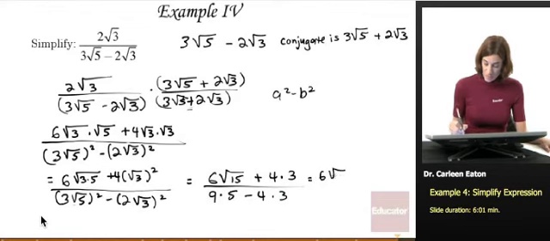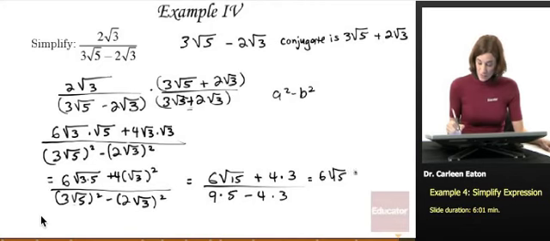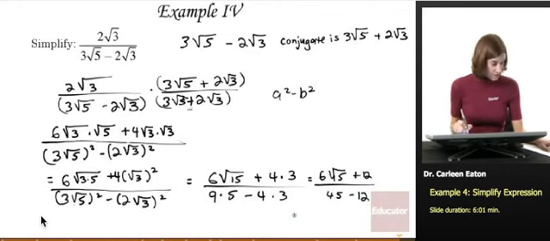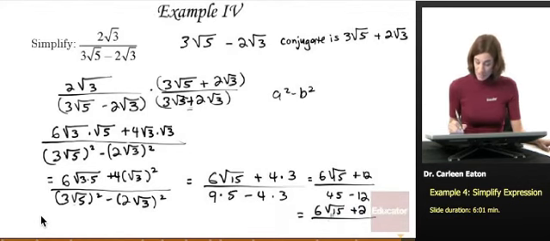Continuing to simplify, now we've done the hard part. This is 3 radical 15 plus 12 divided by 45 minus 12. Almost there. 6 radical 15 plus 12 divided by 45 minus 12, which gives you 33.